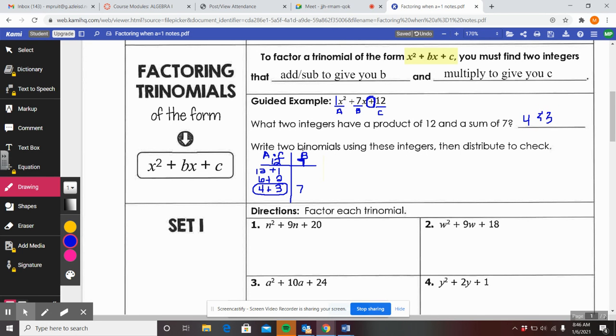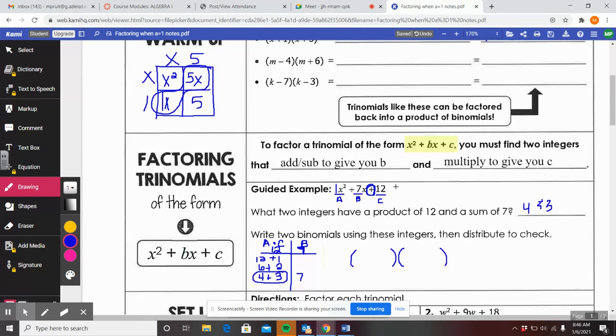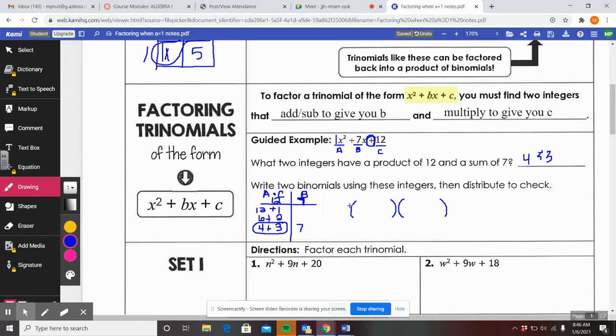Okay, so all you do from there, guys, is draw 2 parentheses. Because we're going from this to this, right? So draw 2 parentheses. And then what is your variable? X, right? So we're going to split those up. And then what are the factors we found that give us 7? Positive 4 and positive 3. And that's factored.